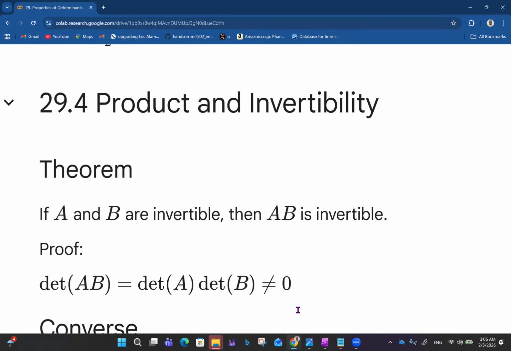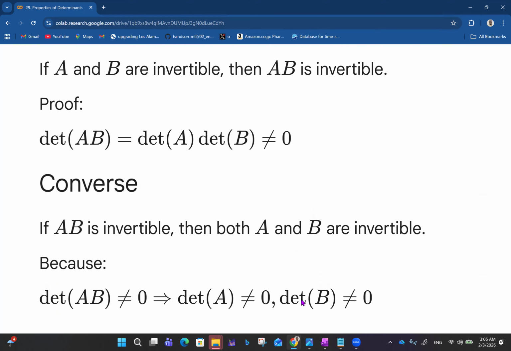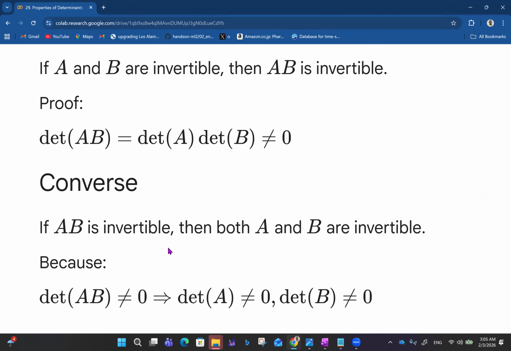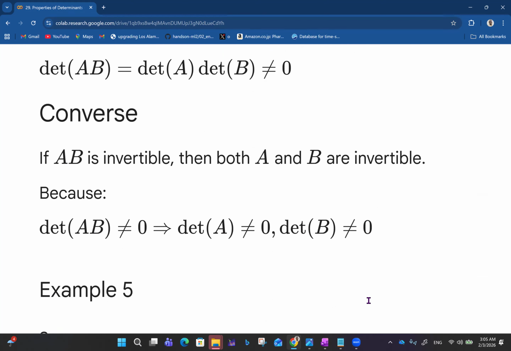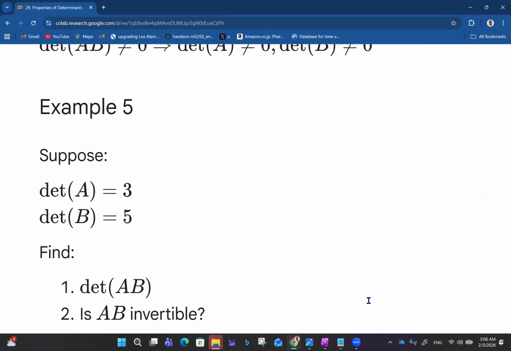Then we have product and invertibility. What do we say about products? Theorem: if A and B are invertible, that is, if they both have inverses, then AB is invertible. So if A is invertible and B is invertible, then their product will also be invertible. Proof: the determinant of AB is equal to the determinant of A times the determinant of B, not 0. The converse is that if AB is invertible, then both A and B are also invertible, because the determinant of AB is not 0, which implies that the determinant of A is not 0 and the determinant of B is also not 0. I think that's a very easy thing to prove.